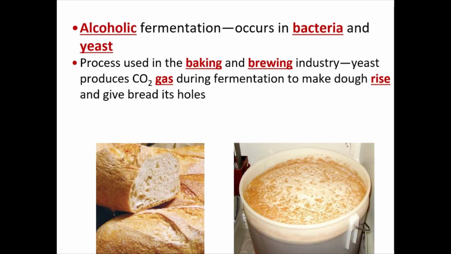Alcoholic fermentation is going to occur in bacteria and yeast. Our bodies don't do this. This is a process that's used by the baking and brewing industry in order to produce CO2 gases to make dough rise, or again, in order to ferment the materials needed to make things like beer and wine. It's a good thing that our bodies don't do this because we'd pretty much be drunk all of the time.